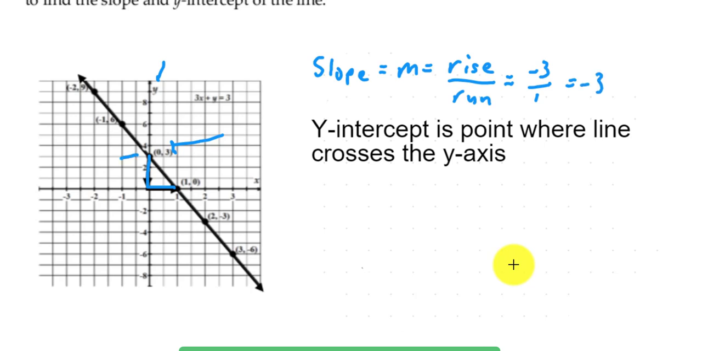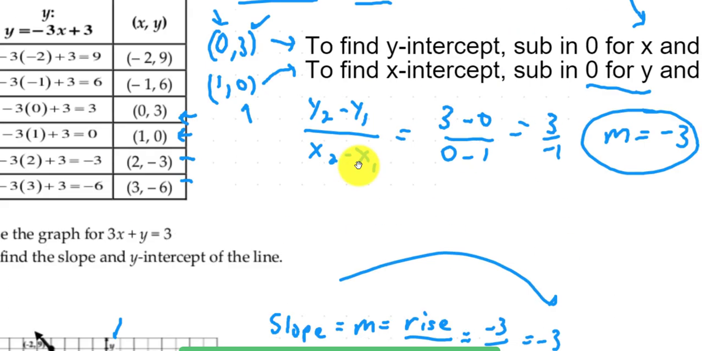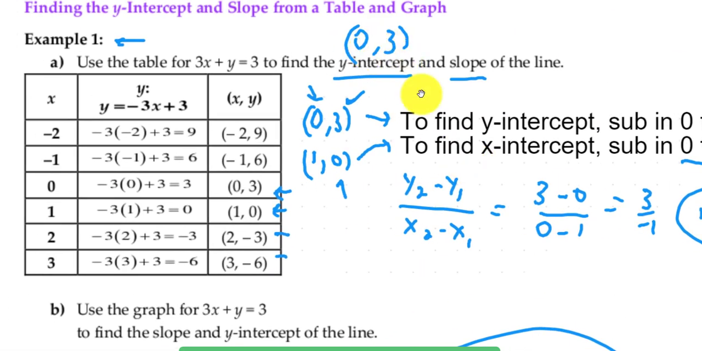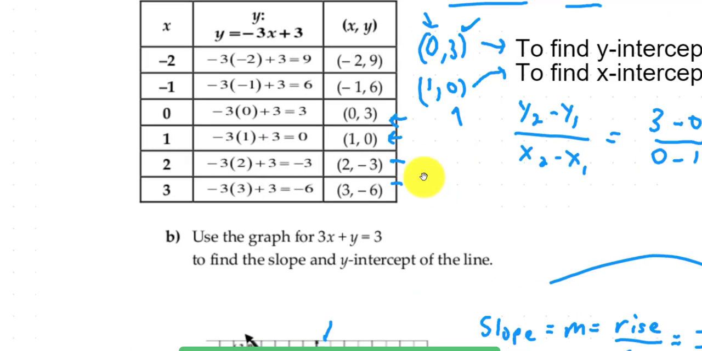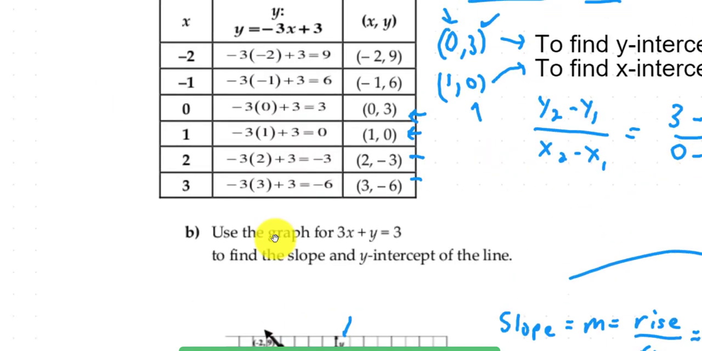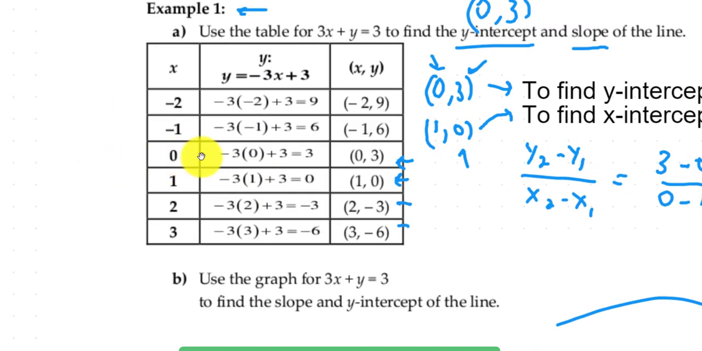And the point where we cross the y-axis is at 0, 3. So our y-intercept is 0, 3, and our slope is -3, which is what we got in the earlier problem. The point is, I can find the y-intercept and slope from a table or from a graph. And if I find it from a table, we might call this the numerical method or a numerical way. So when you hear numerical, think table.